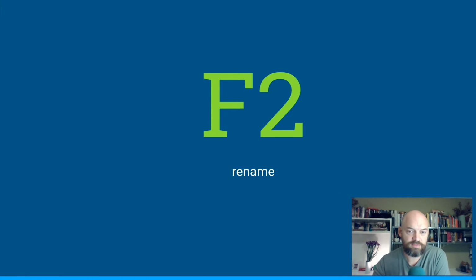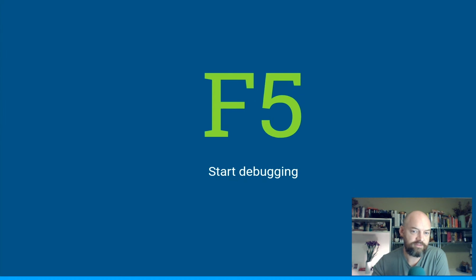F2 renames things, which is a lot safer than doing a Ctrl+Shift+L and then just typing over the top, because sometimes things exist in the middle of other things. And then F5 starts debugging.